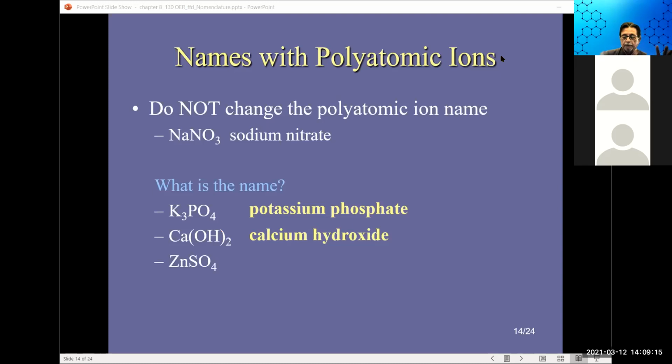Here we have zinc, sulfur. And then immediately after sulfur, you have oxygens. So it's not sulfide, but it is either the sulfate or the sulfite. You go to the table, you'll find that the SO4 is the sulfate. And so its name will be zinc sulfate.